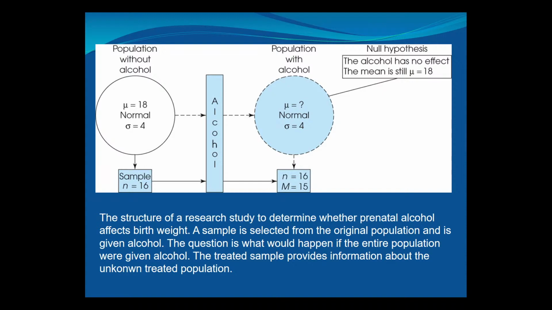On this slide, you see an explanation of hypothesis testing. So we have a practical example with the structure of a research study to determine whether prenatal alcohol affects birth weight. A sample is selected from the original population and is given alcohol. The question is, what would happen if the entire population were given alcohol? The treated sample provides information about the unknown treated population.